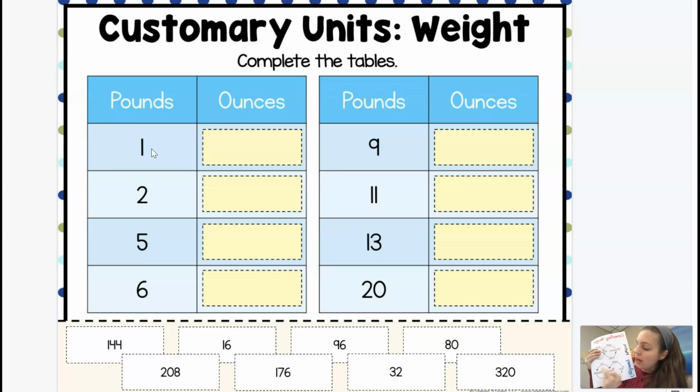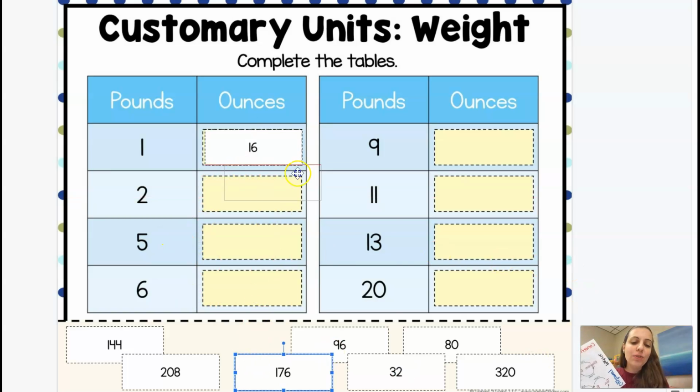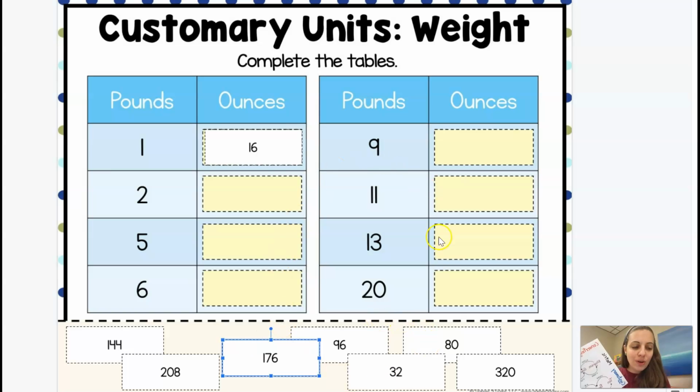So I want to move from pound to ounces. So the rule is going to be, I have to follow the arrow, from pounds to ounces, I have to multiply by 16. 1 times 16 is 16. So I'm gonna choose that number and move it into here, okay? Well, you are gonna complete the rest. So you have to multiply by 16. 2 times 16 is, well, you decide, you choose the number and you move it to the correct place.